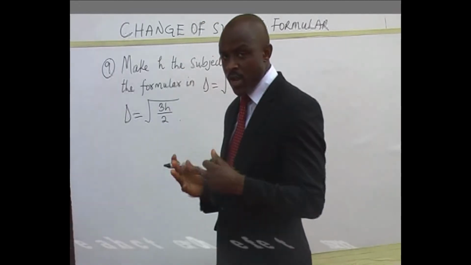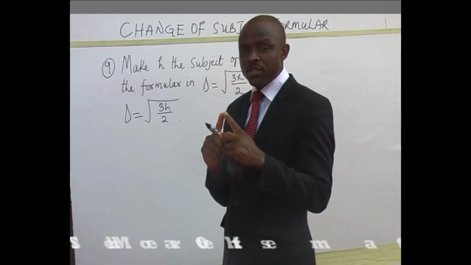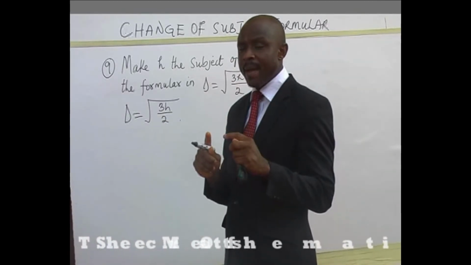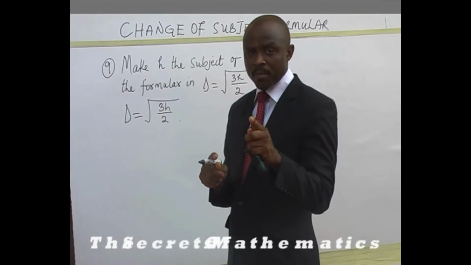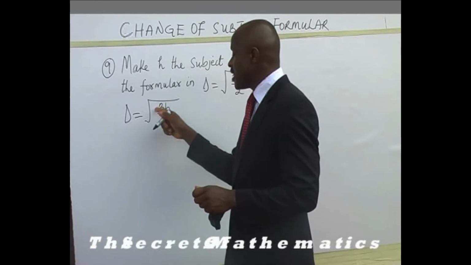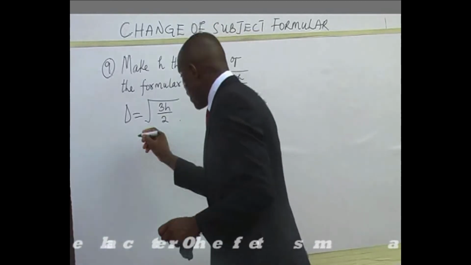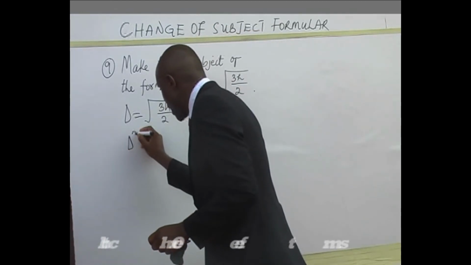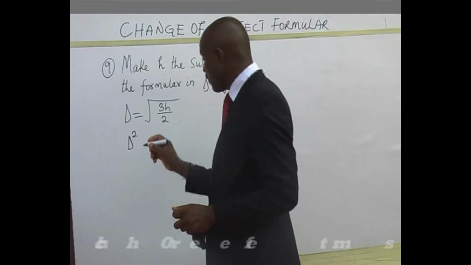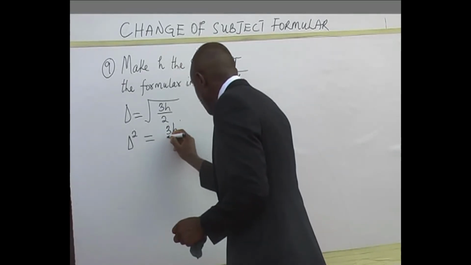The first thing you do here is this. Square both sides, because the square root of a number multiplied by the square root of the same number will give you the number. So if you square both sides, you are going to have 3h all over 2 only in the right hand side of the equation. While in the left hand side, you are going to have d squared. So d squared will now be 3h all over 2.